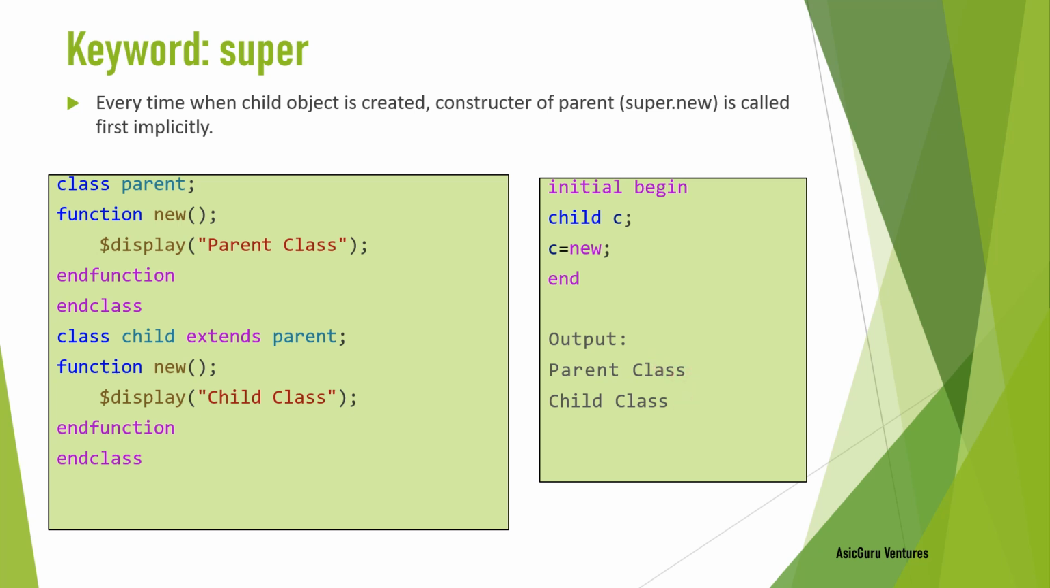This is happening because SystemVerilog implicitly inserts the super.new call in the child class constructor. So if you are not doing anything special in your constructor, you don't need to manually call super.new. It would happen by default.